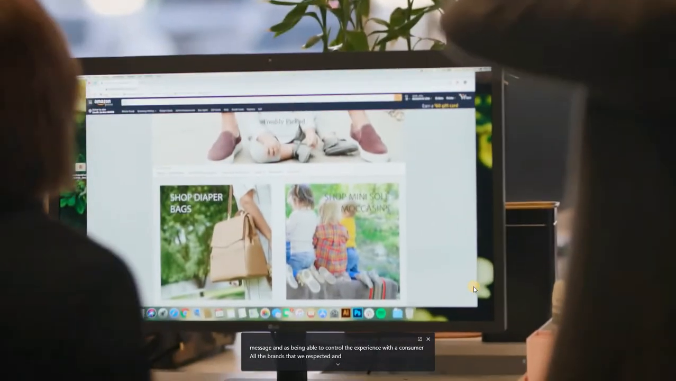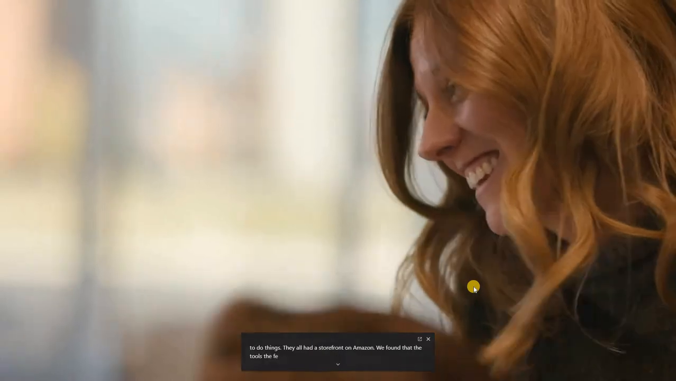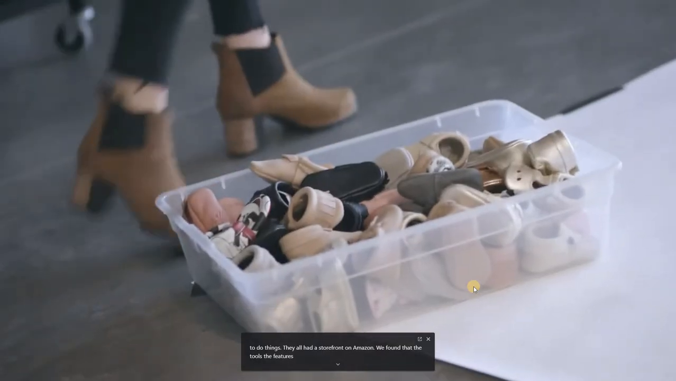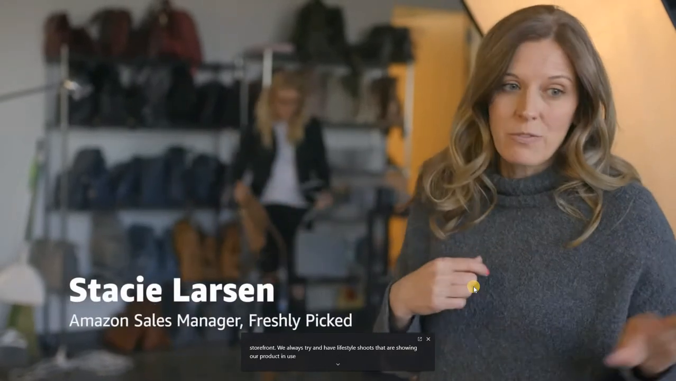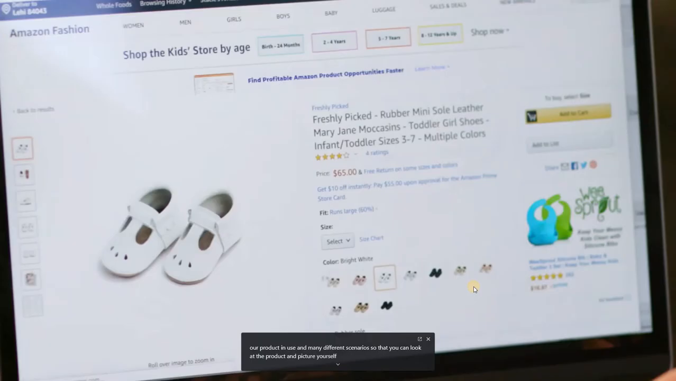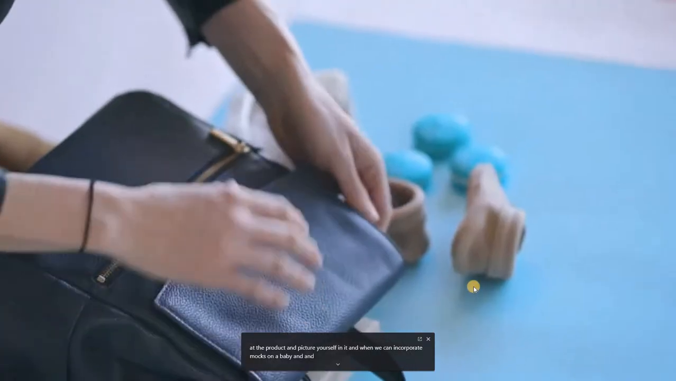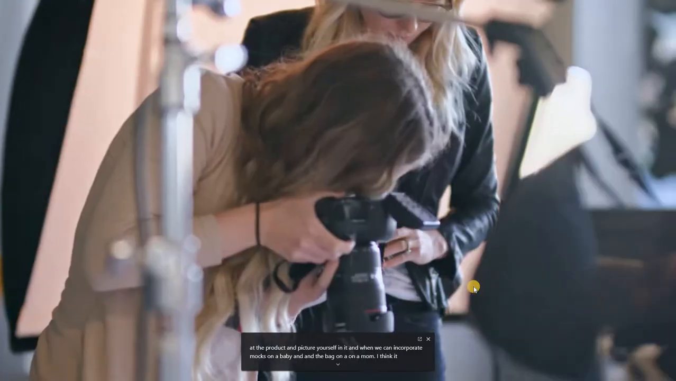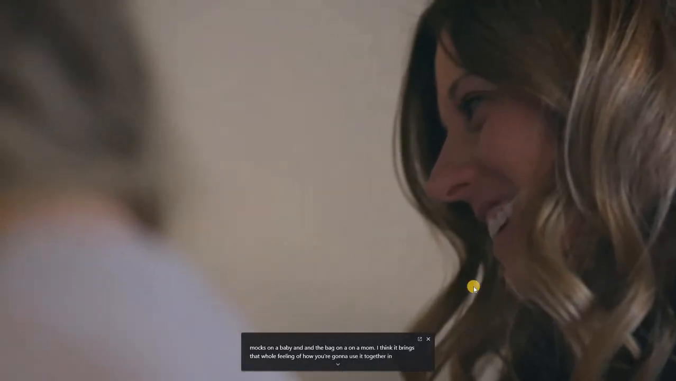We found that the tools and features can mimic what we're doing on our website. So on our Amazon storefront, we always try and have lifestyle shoots that are showing our product in use, in many different scenarios, so that you can look at the product and picture yourself in it. When we can incorporate moccs on a baby and the bag on a mom, I think it brings that whole feeling of how you're gonna use it together in one photo and tells a good story.